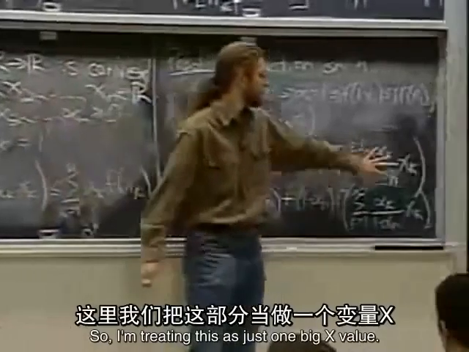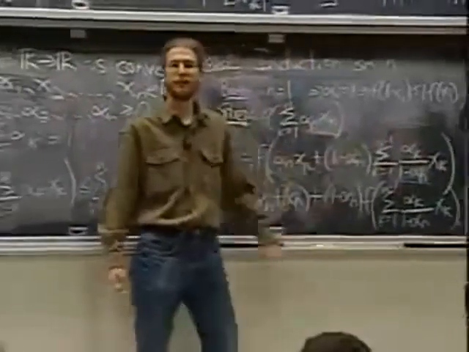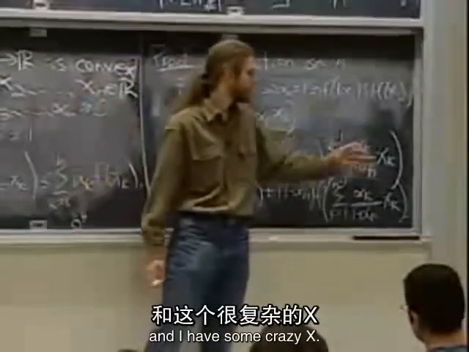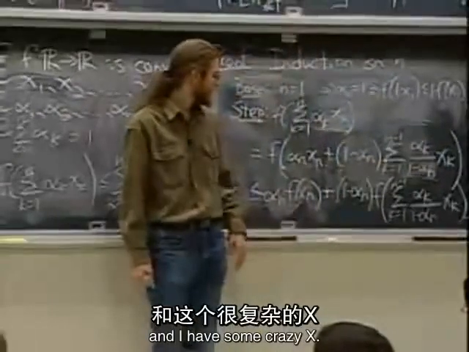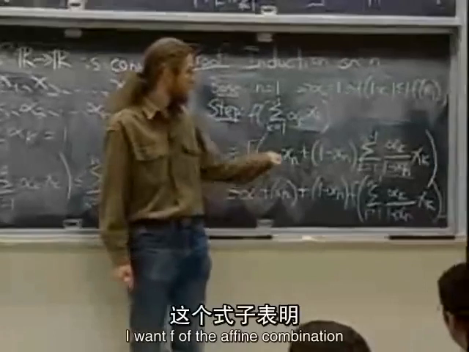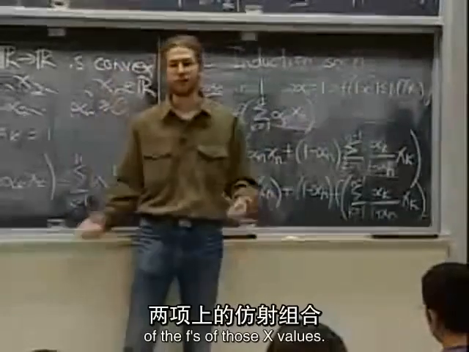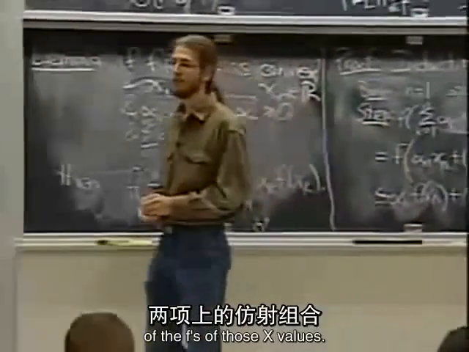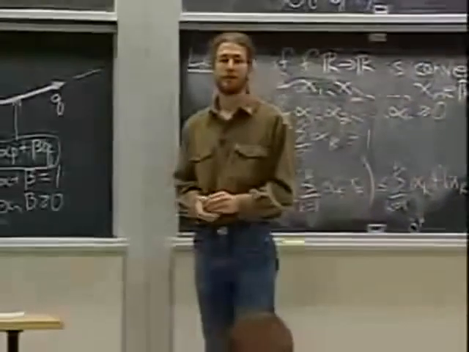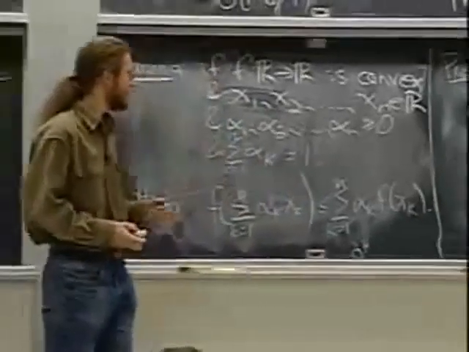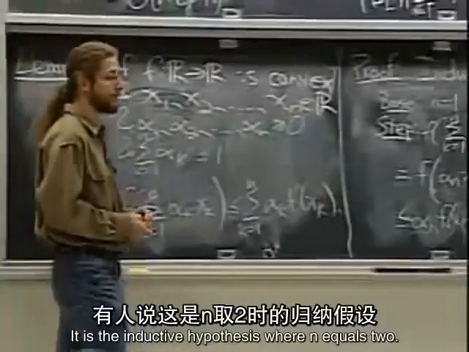So I'm treating this as just one big x value. So I have some xn and I have some crazy x. I want f of the affine combination of those two x values to be at most the affine combination of the f's of those x values. This is the inductive hypothesis with n equals 2.